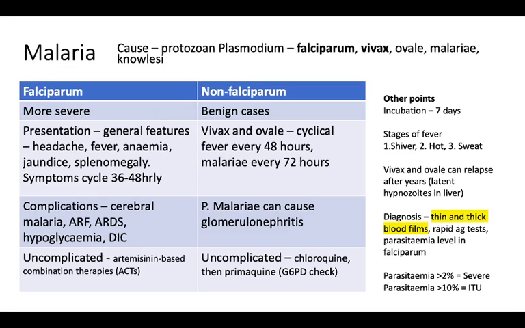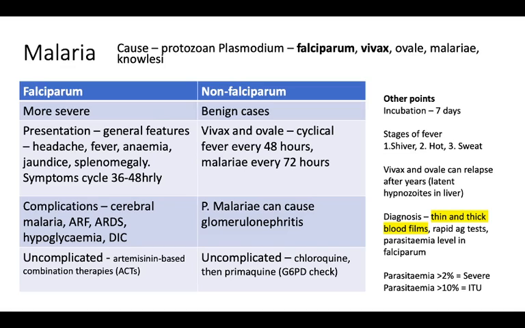In terms of presentation of falciparum malaria, you can have general features such as headache, fever, anemia, but you might also have more severe features such as a more severe anemia or jaundice or splenomegaly. Whereas in non-falciparum, you can still get these symptoms and signs, but it's just not as severe as falciparum.